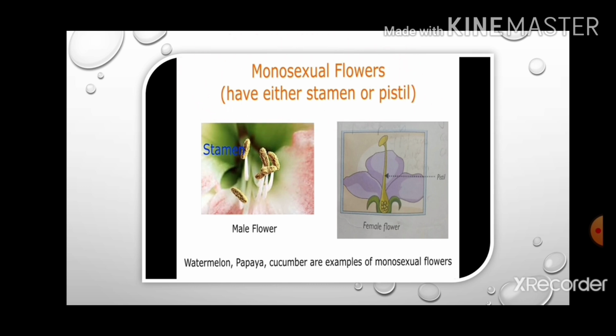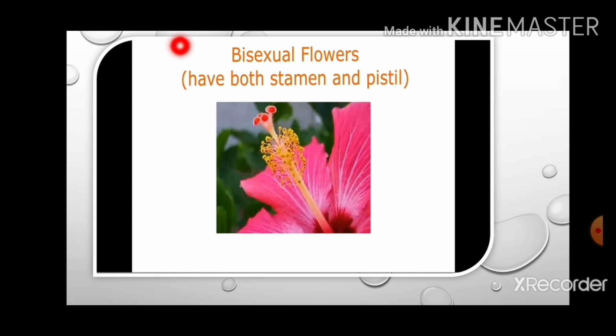Now next, bisexual flowers. Bisexual flowers are the flowers which have both male and female reproductive structures, stamens and carpels both present in them. Examples of bisexual flowers are lily, rose, sunflower, tulip, daffodil, mustard and hibiscus.